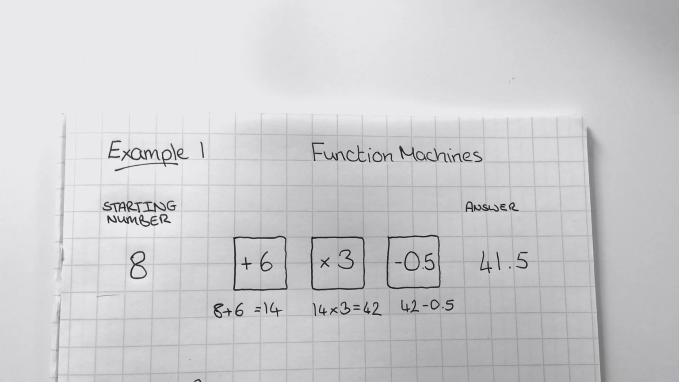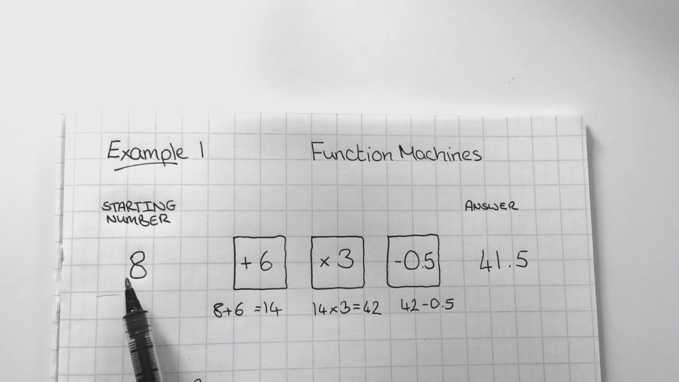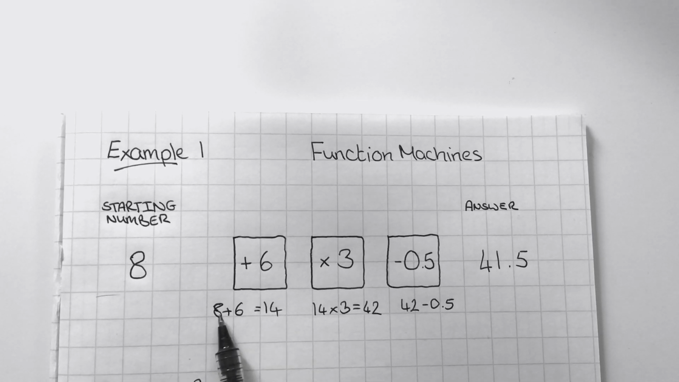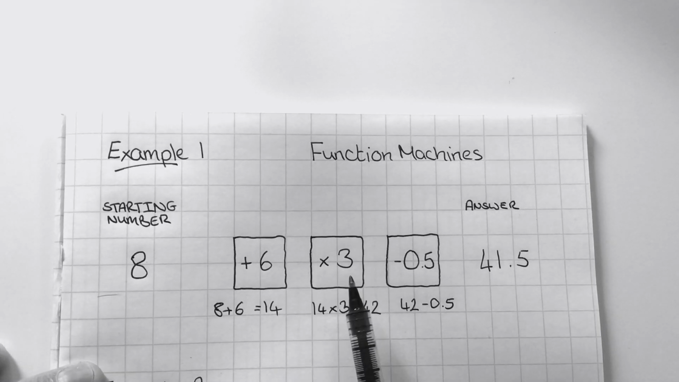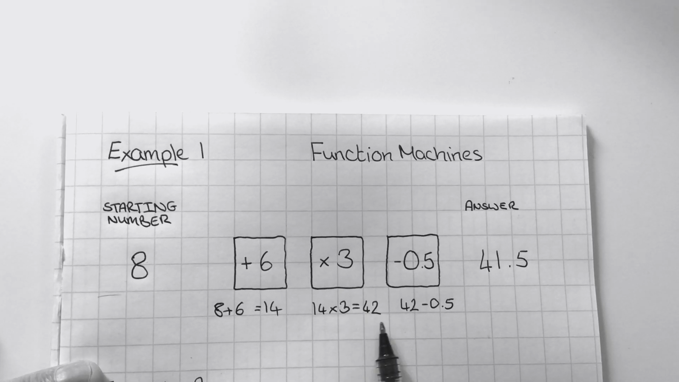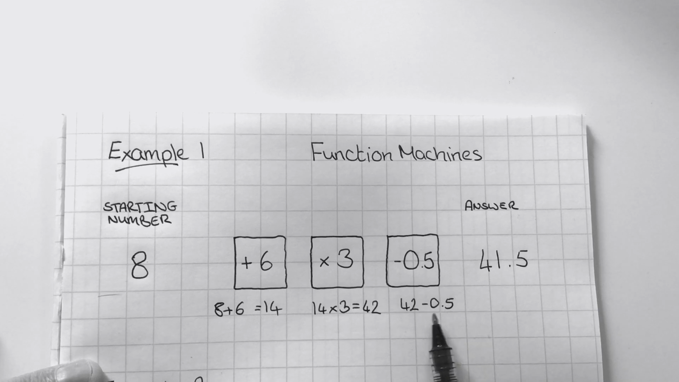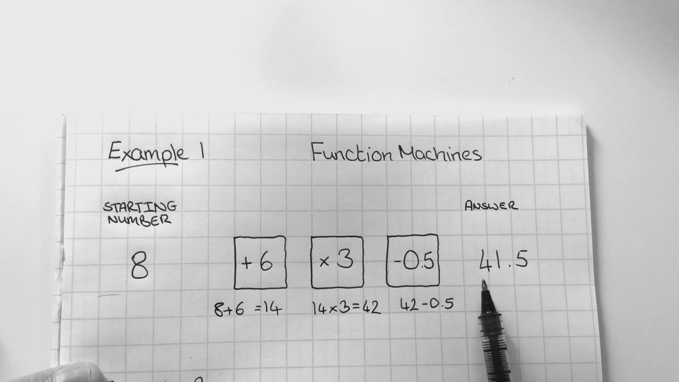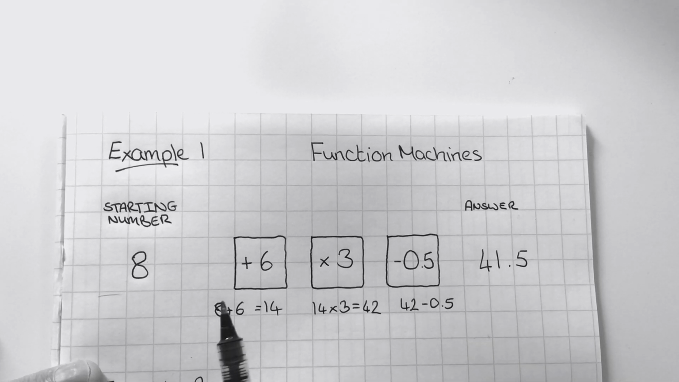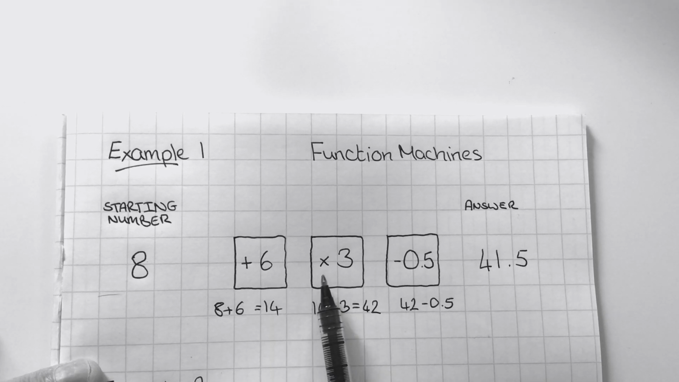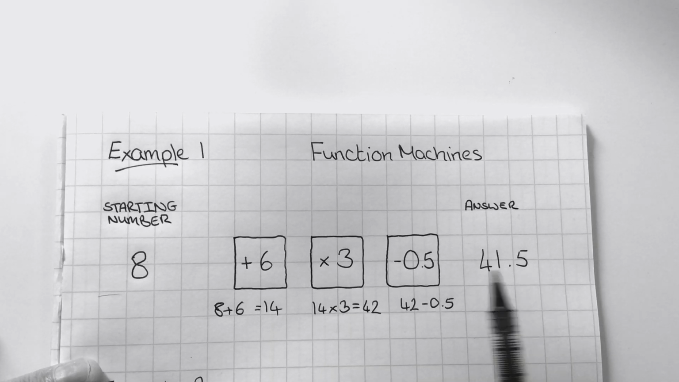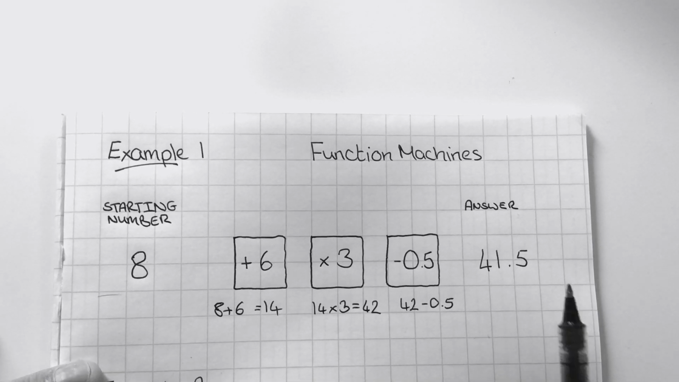Right, so let's take a look at what has happened here as we move through the calculation. We started off with 8 plus 6 gives us 14. Multiply that by 3 gives us 42. And then we go 42, take away 0.5 gives us our answer of 41.5. So we have applied the operations in order, in sequence, as we move through the flow diagram and the function machine to give us our answer of 41.5.